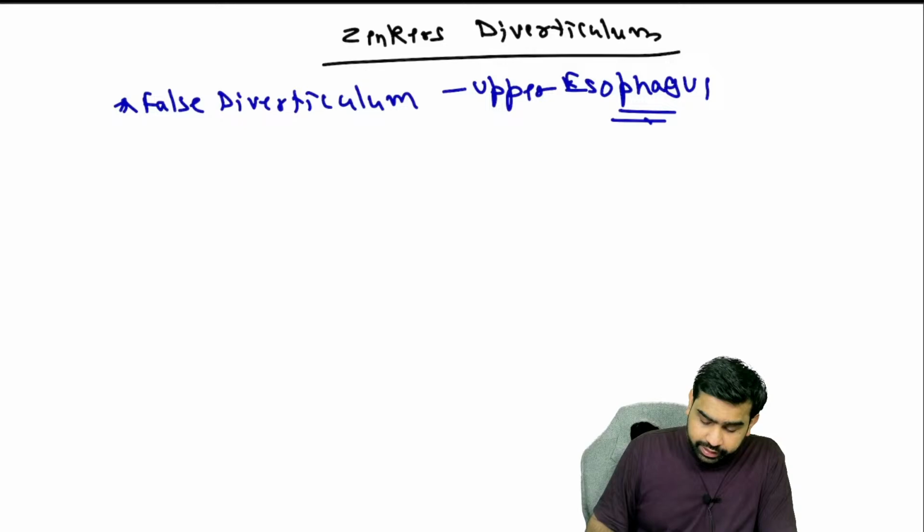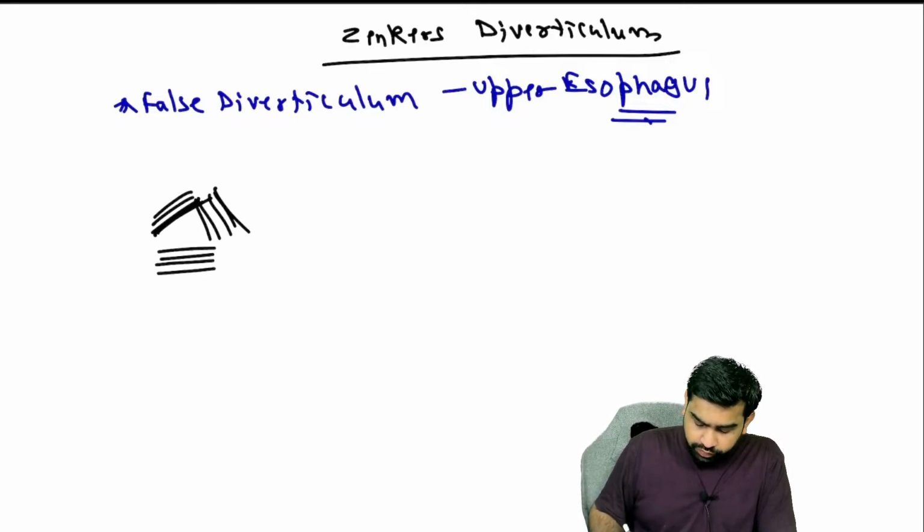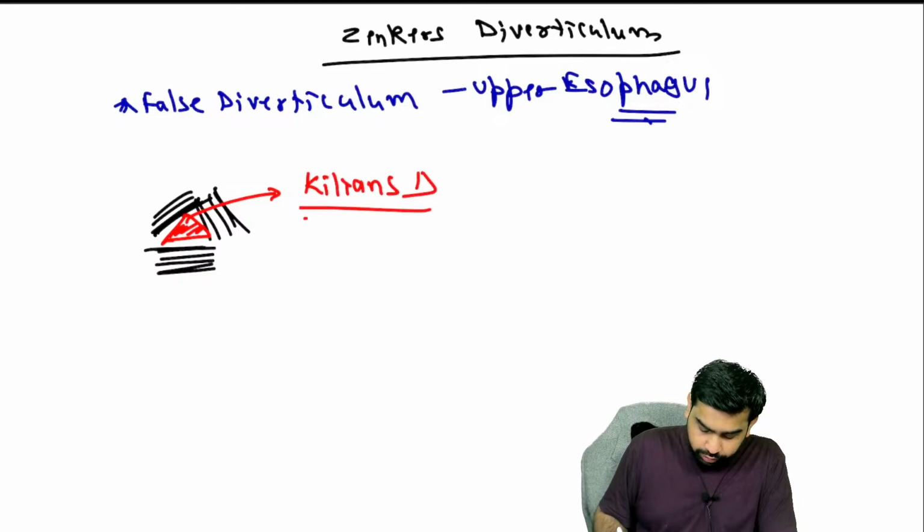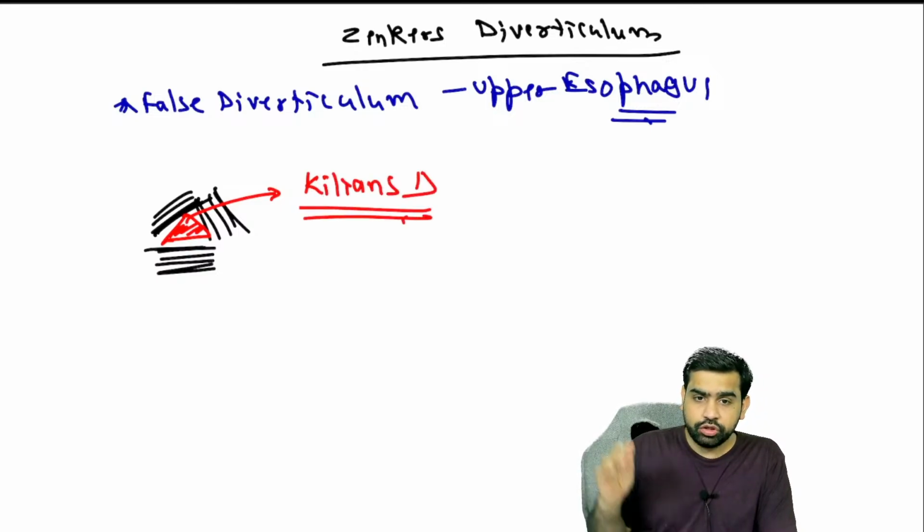So what happens is that there are two muscle groups. There's a thyropharyngeus muscle and there is a cricopharyngeus muscle. There is a potential triangle between them. This is what is called Killian's triangle, which you basically get between the thyropharyngeus and the cricopharyngeus muscle.